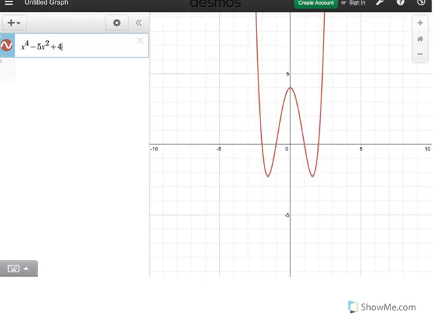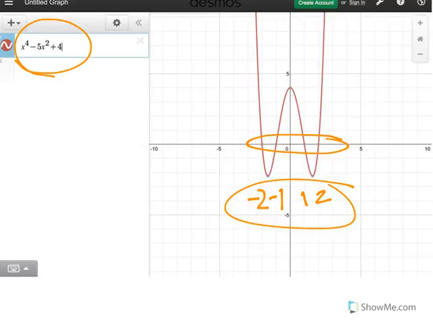Again, this is the graph of x to the fourth minus 5x squared plus 4, and we see that we cross the x-axis 4 times, and it's exactly at +1, +2, -1, and -2. Exactly what we predicted and what we said. So everything comes together and they all agree with each other, which is very important.